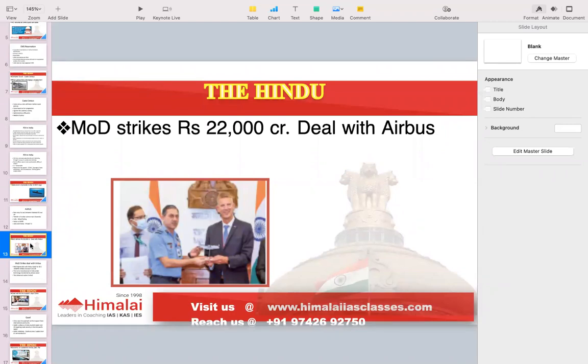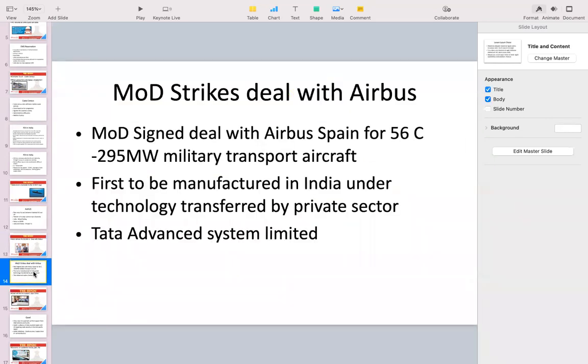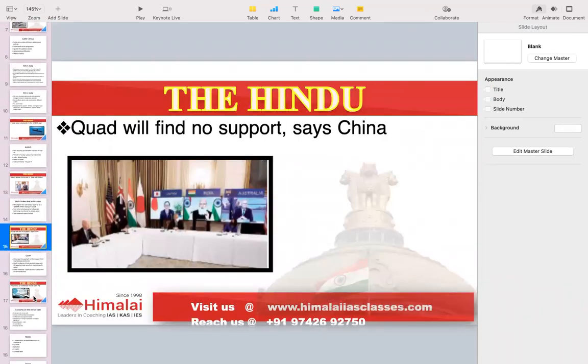Next article of today, it's about the Ministry of Defence having done a deal with Airbus. See, Airbus is an aircraft making company, another being Boeing. Airbus is a company from Spain. So the MOD has signed a deal with Airbus from Spain for 56 C-295 MW military transport aircraft. This will be the very first time that they will be manufactured in India under technology transfer. We have done technology transfer, but only public companies like HAL or DRDO have created it. For the first time, this will be done by a private sector company, which is Tata Advanced Systems Limited. So do remember that Airbus is selling which aircraft? C-295 MW. Which company is doing it? Tata Advanced Systems Limited.